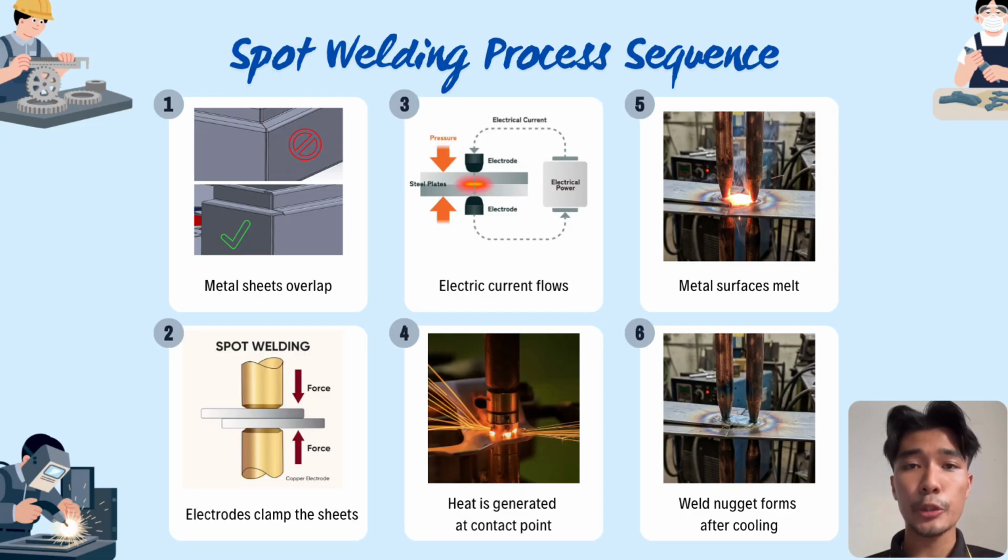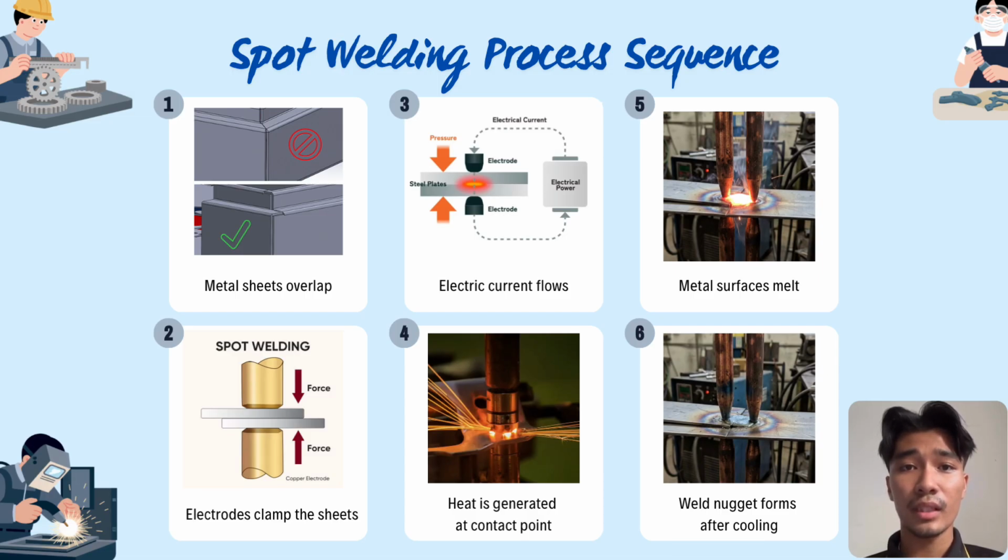This slide shows the process sequence and actual illustration of the spot welding technique. First, the metal sheets are arranged in an overlapping position. The copper electrodes then clamp the sheets tightly together. Besides applying the pressure, the electrodes also conduct electric current into the metal sheets.